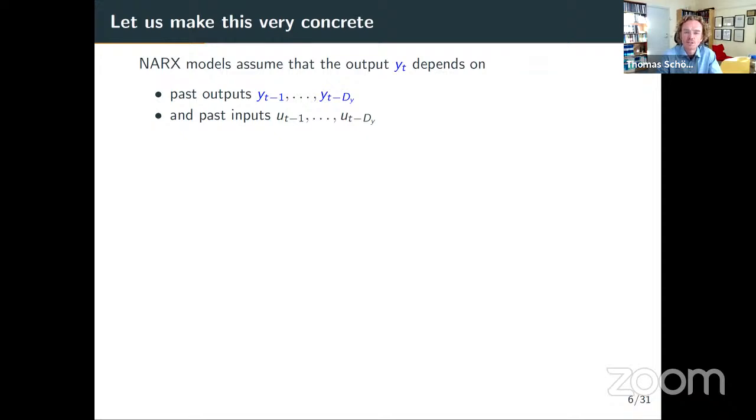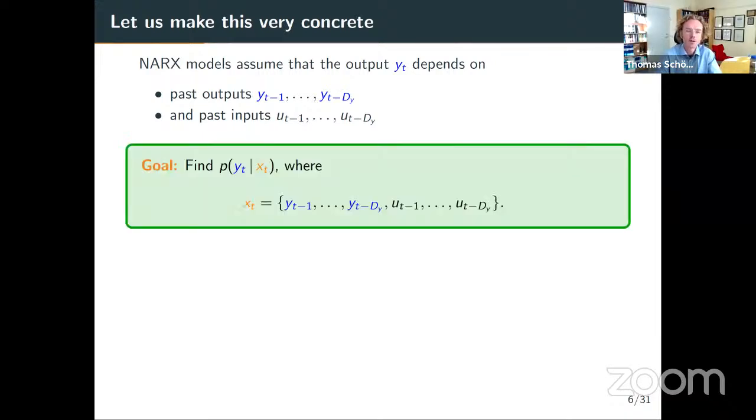The idea there is to assume that the output, y of t, depends on the previous outputs that you have and possible past inputs as well, which are called u here. And the goal, if we want to solve this in a probabilistic sense, is to find the conditional distribution of the output given all the previous data, which are referred to as x_t here. And the challenge here is, if you want to do this, how should we choose this predictive distribution?